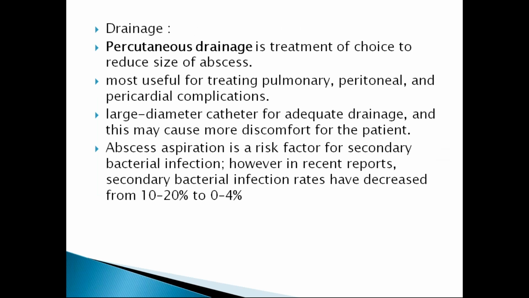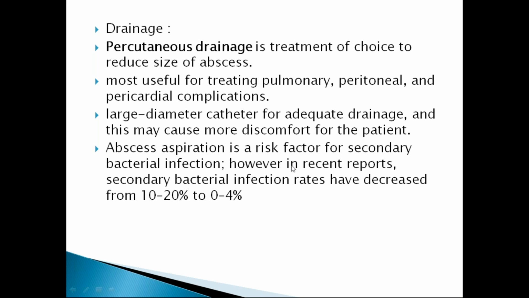Next, stenting. Direct stenting is also there. Percutaneous drainage is most useful in treating pulmonary, peritoneal, and pericardial complications. A large diameter catheter is adequate for drainage, but this may cause some discomfort. Pigtail catheters, 10 to 14 French, they'll use. It will drain, and then after that we can remove it.